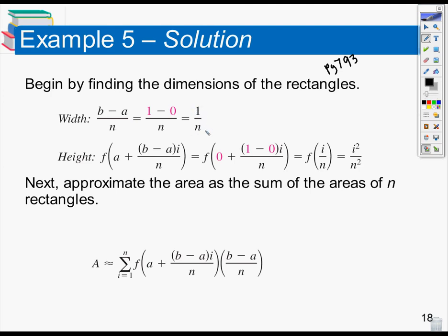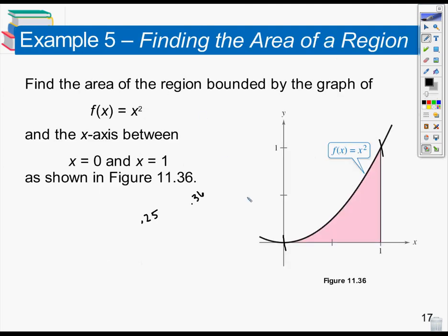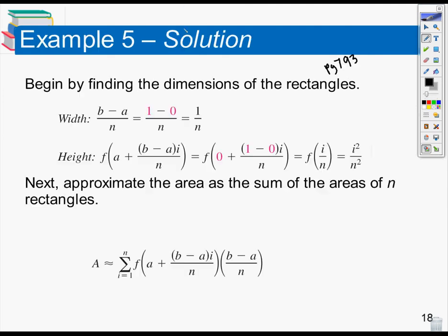I know that I want to split it into n rectangles. So that's the width. And the height, again, just like we talked about before, is going to have to be a function of the width. So if I'm looking for the height here, I need to look at f of this point. If I'm looking for the height here, I need to look at f of this point. If I'm looking for the height here, I need f of this point. So that's why this is a function value.